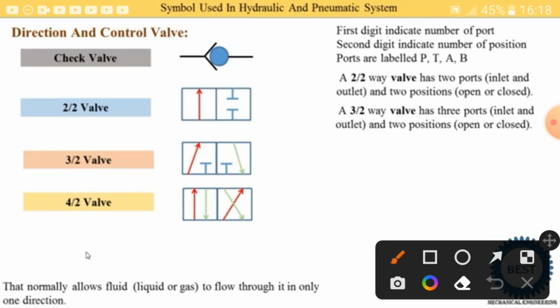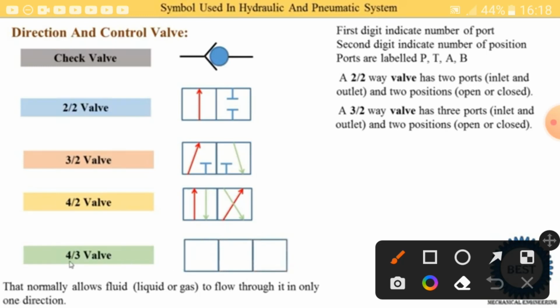Now the next one is the 4/3 valve. 4/3 means that 3 positions are possible and there are 4 ports. So here you see this is the first position, this is the second position and this is the third position. Inside every position 4 ports are there. In the first position oil is supplied from P to A port, and B to T.